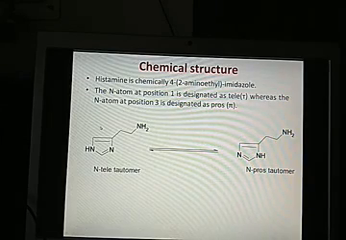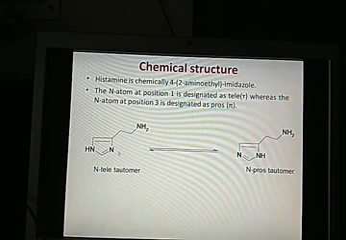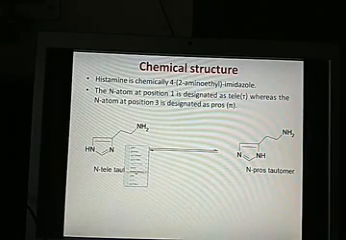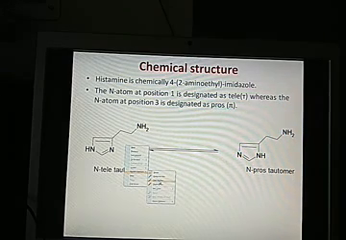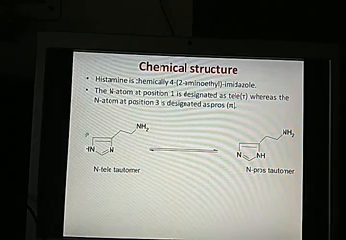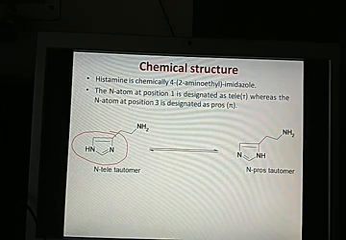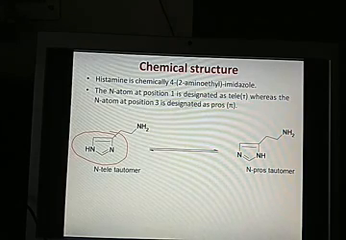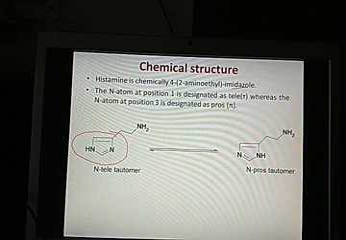Now, the chemical name: you can see that this is a 5-membered ring system. A 5-membered ring system with nitrogen at the 1 and 3 positions, having unsaturation, is imidazole. So this is imidazole.